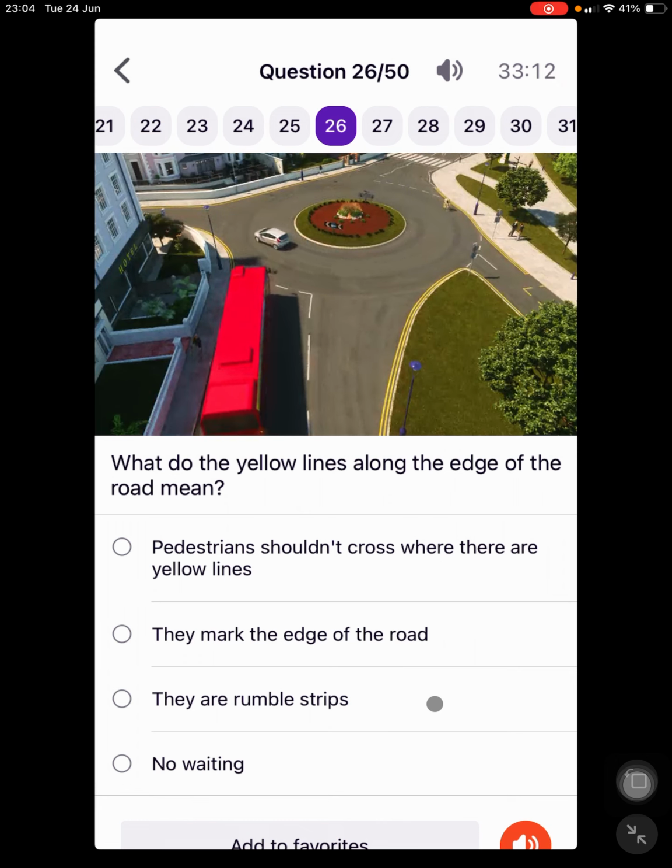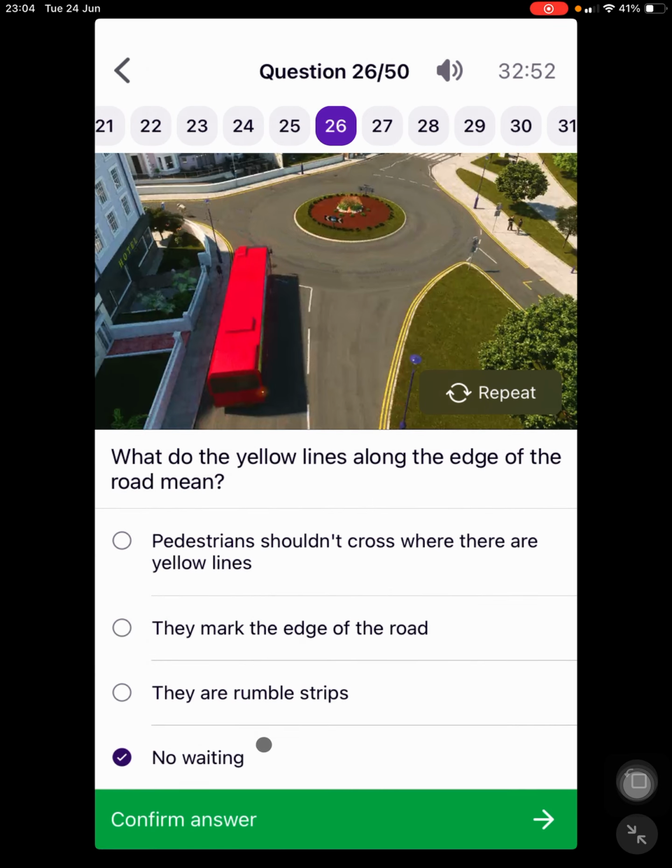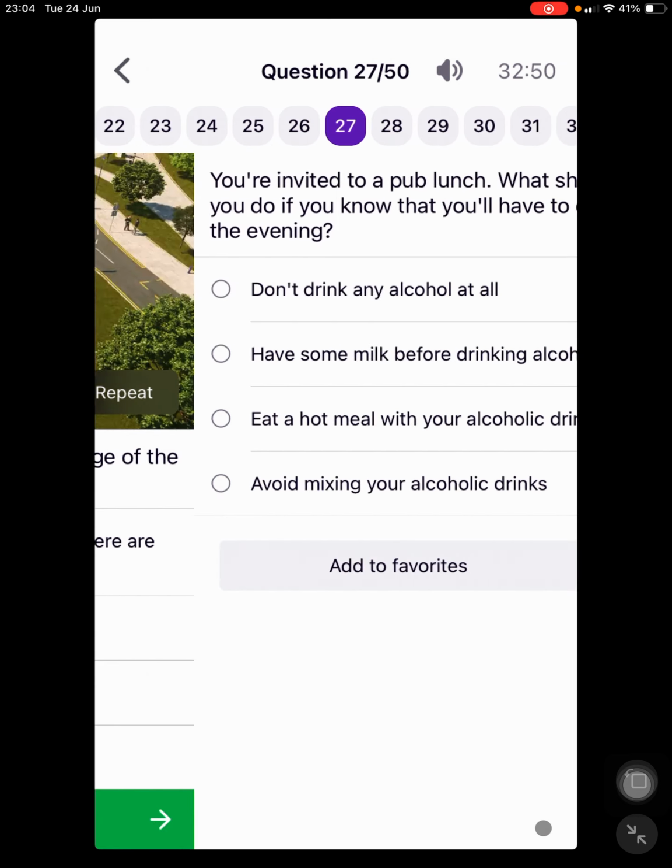Alright, guys, if you don't understand any question, please write down the question number and you can also ask at the end, okay? What do the yellow lines along the edge of the road mean? Yellow lines. So if it's double yellow lines, no waiting or no parking at any time, okay? No waiting or no parking at any time.